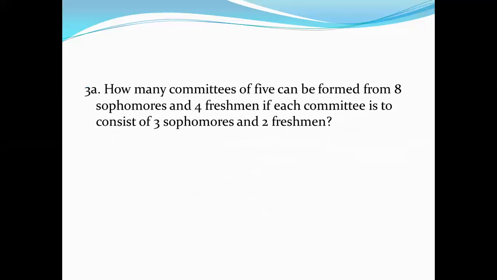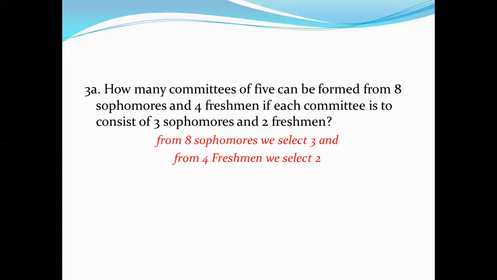Okay, next problem. How many committees of 5 can be formed from 8 sophomores and 4 freshmen if each committee is to consist of 3 sophomores and 2 freshmen? Okay, take note. Magpo-form tayo ng committee with 5 members. Ang pagpipilian natin would be 8 sophomores and 4 freshmen. Ang condition, from the 8 sophomores, pipili lang tayo ng 3. And from the 4 freshmen, pipili tayo ng 2.